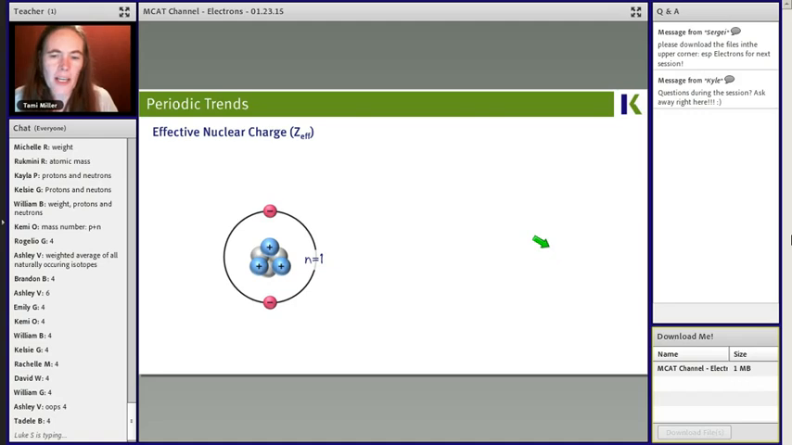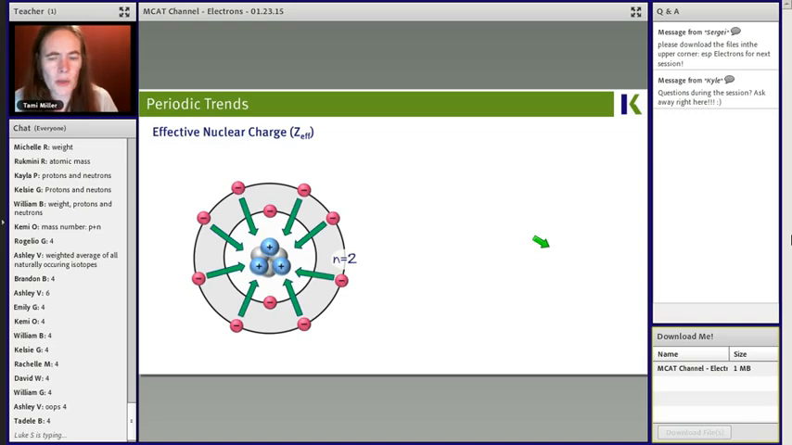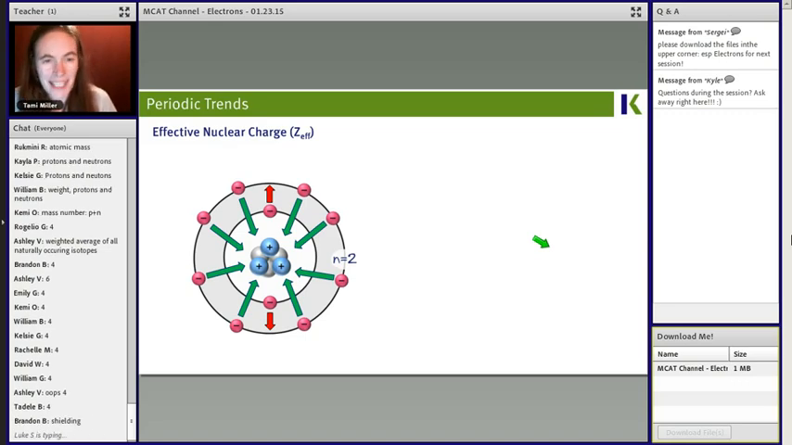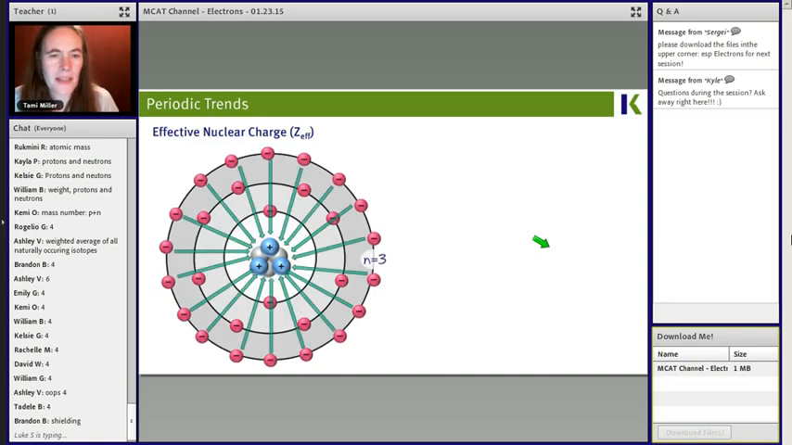If I look here, these two are going to be pulled toward the center. As I get another shell, these guys are going to be pulled toward the center too, but they're also going to be pushed away by the electrons in that inner shell. Shielding, nice. As I continue to go out, these guys will be pulled toward the center. However, they will be pushed out by both sets of electrons that are underneath them.